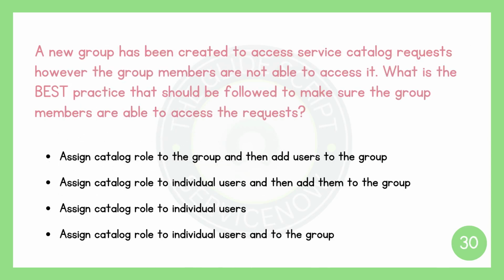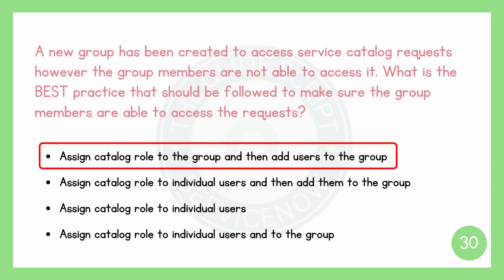Next question is a new group has been created to access service catalog request. However, the group members are not able to access it. What is the best practice that should be followed to make sure the group members are able to access the request? And that best practice is assign catalog role to the group and then add users to the group. That is the very best practice. First option is the correct one.